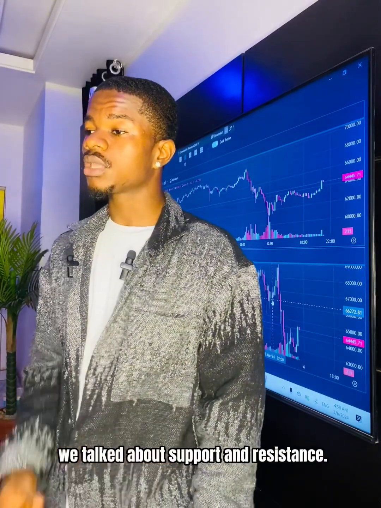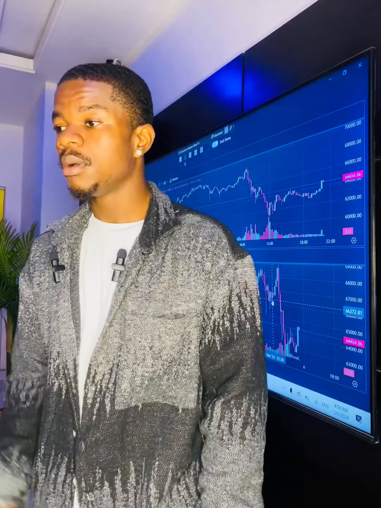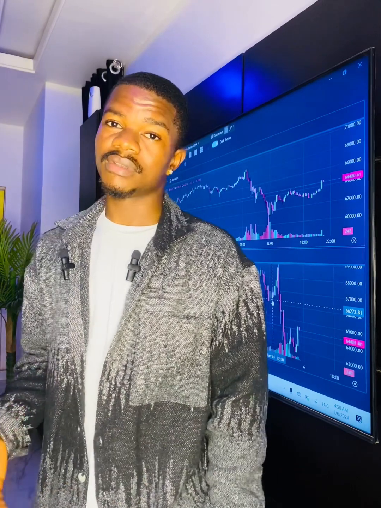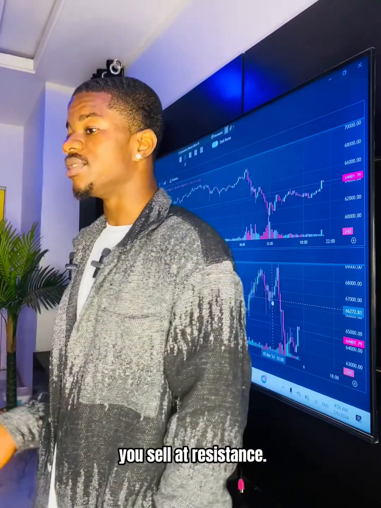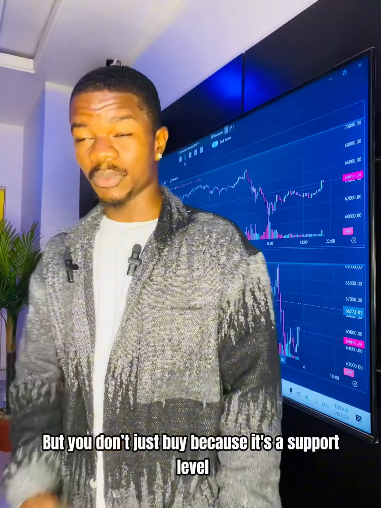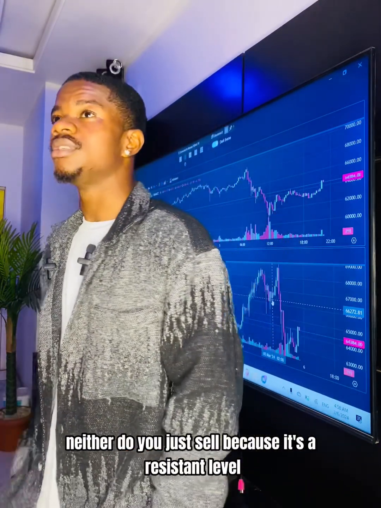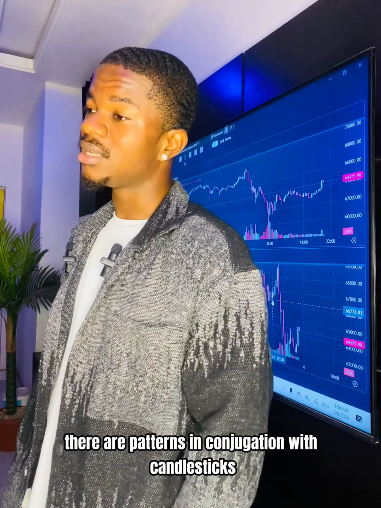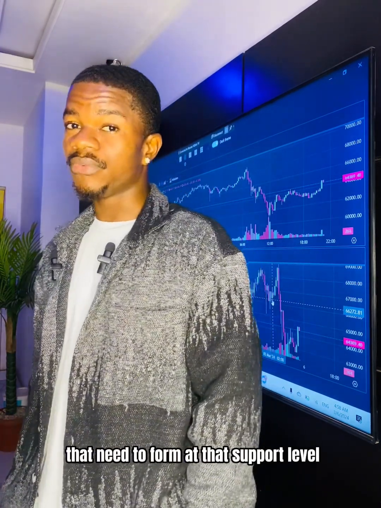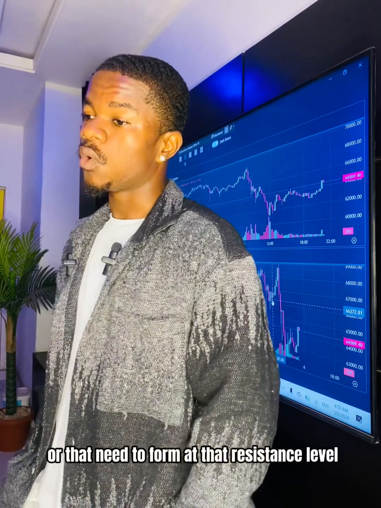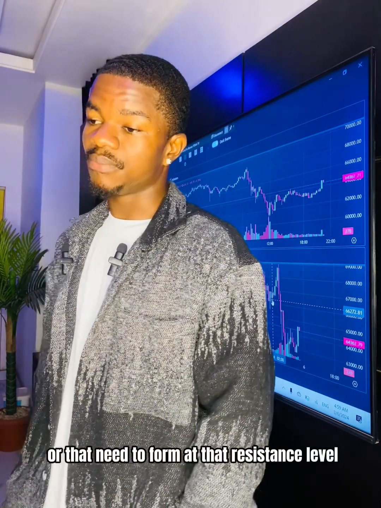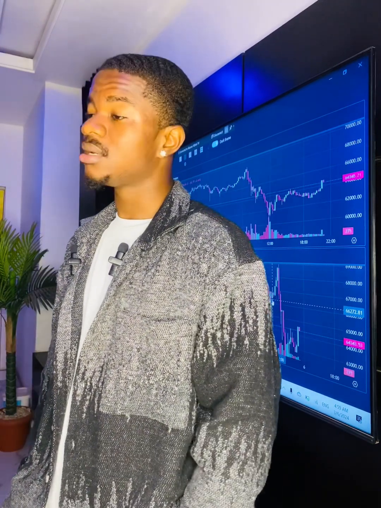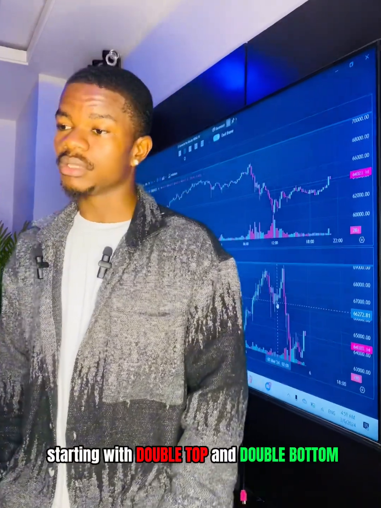On the previous episode, we talked about support and resistance. Most actions we take in trading are at support and resistance levels. You buy at support, you sell at resistance. But you don't just buy because it's a support level, neither do you just sell because it's a resistance level. There are patterns in conjunction with candlesticks that need to form at that support level before you consider buying, or that need to form at that resistance level before you consider selling. We'll be talking about those patterns, starting with double top and double bottom.